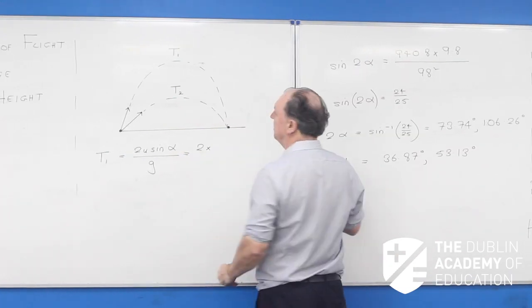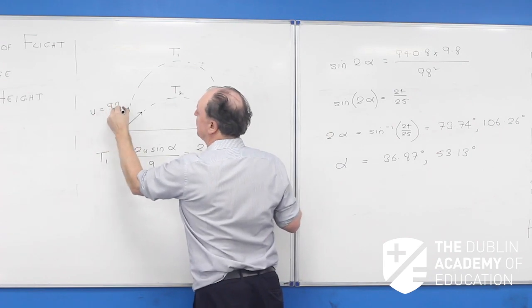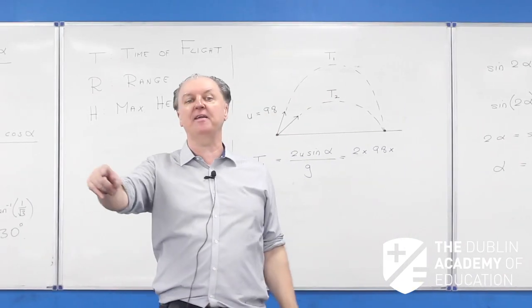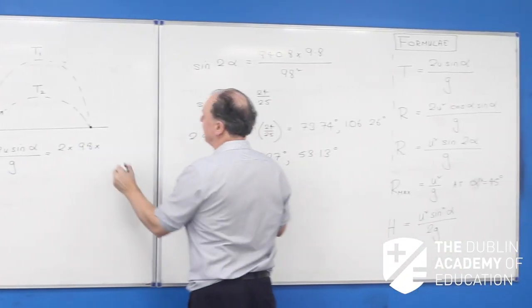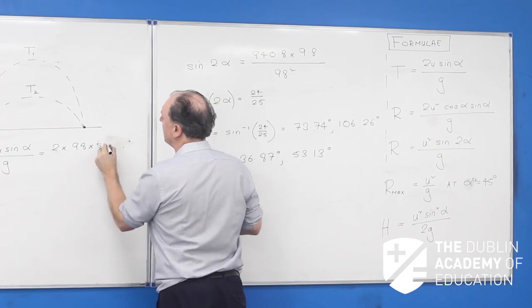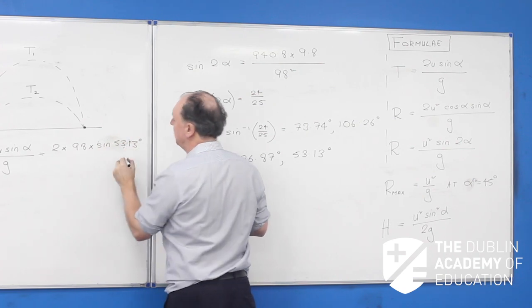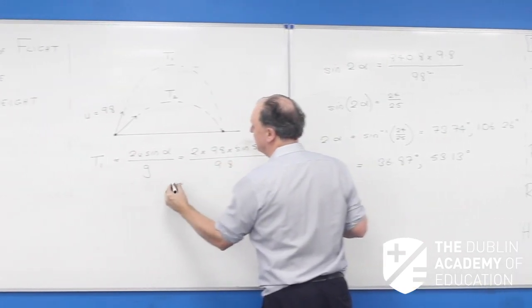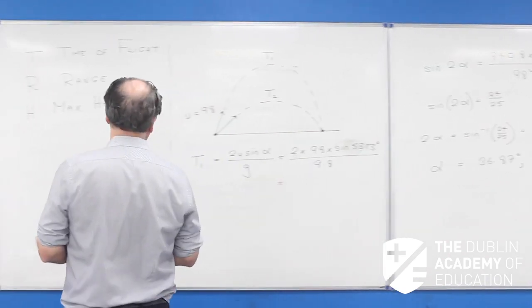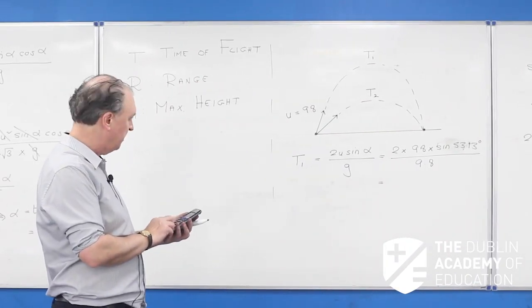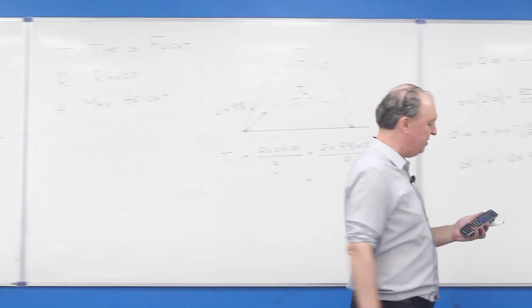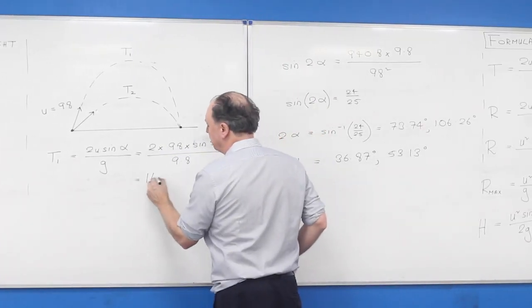2u was 98 meters per second. Sine alpha, the longer time of flight is the bigger angle, 53.13 degrees, divided by g, which is 9.8. So put that into your calculator, and you're going to get the longer time of flight, which I'm calling T1. So it gives me 15.9999? It's just about 16 seconds.